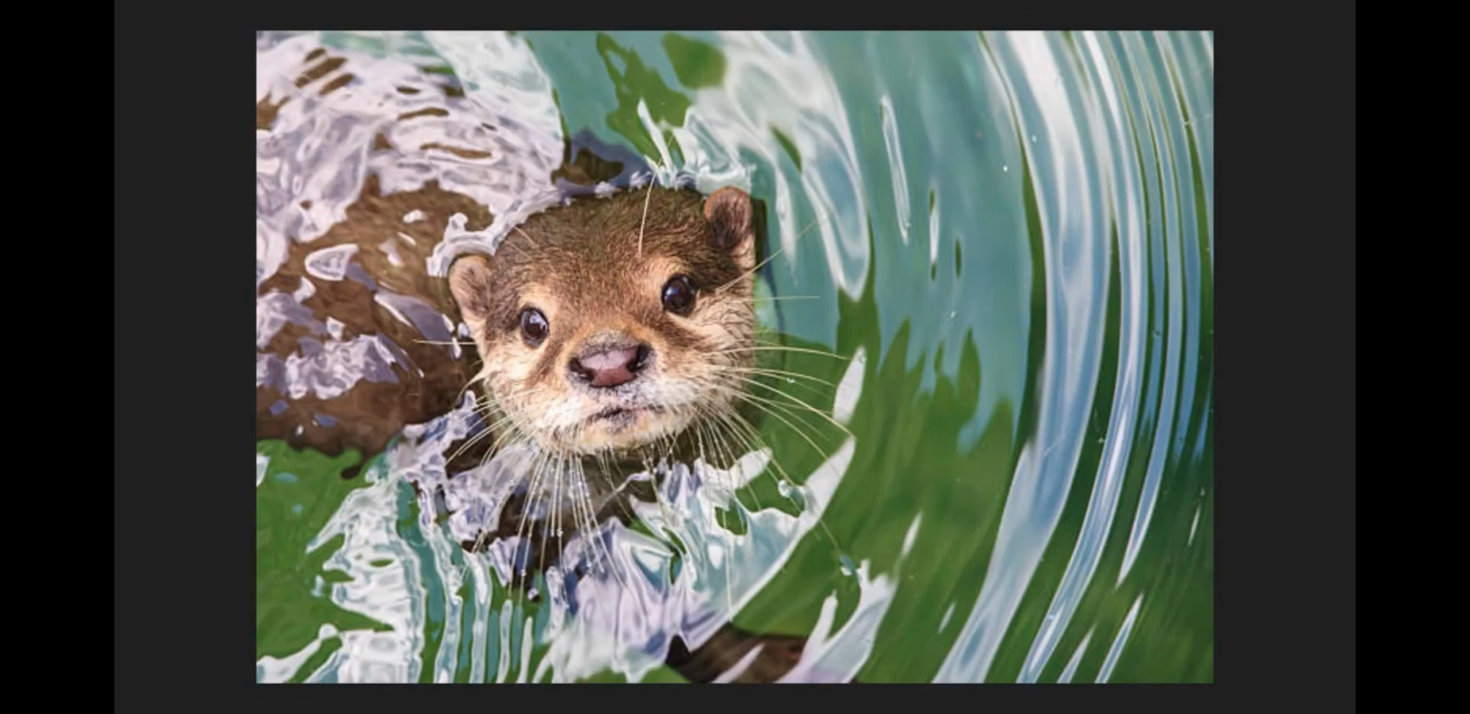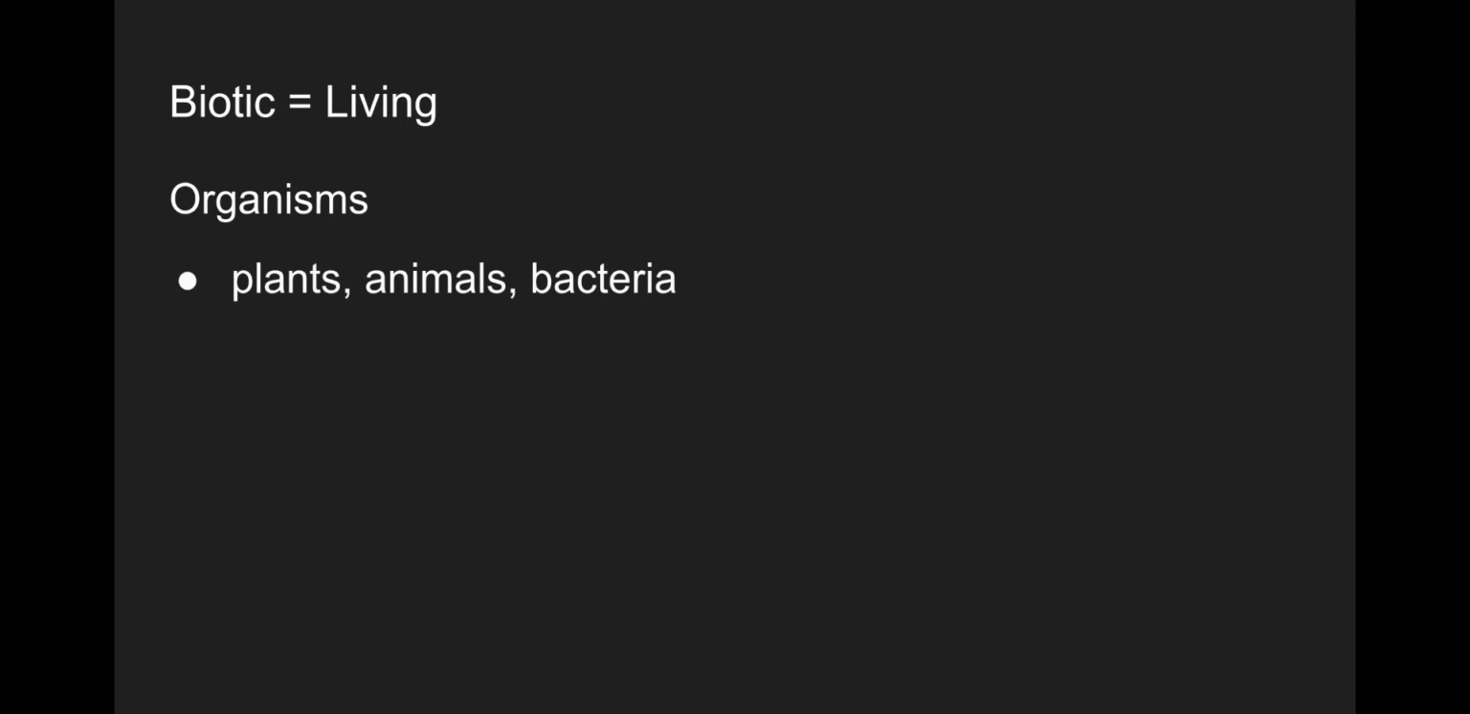So let's start by looking at living organisms, because that's something we're more familiar with and it's a little easier for us. So the otter is a great example of a living organism. We would call this otter biotic because it is living. Examples of biotic things are organisms, so plants, animals, bacteria, some people would say viruses, but things like a moose, some mushrooms, some maple trees, right? All of those are organisms.